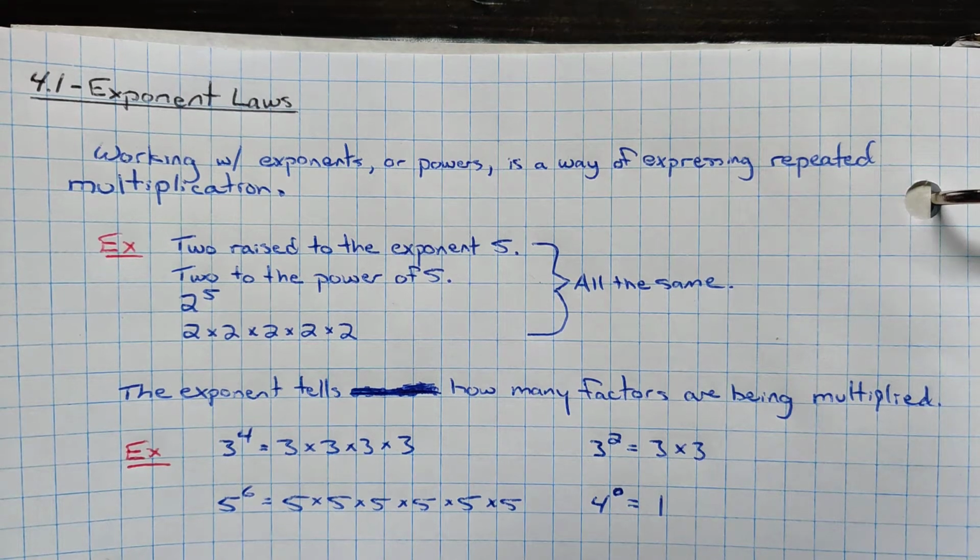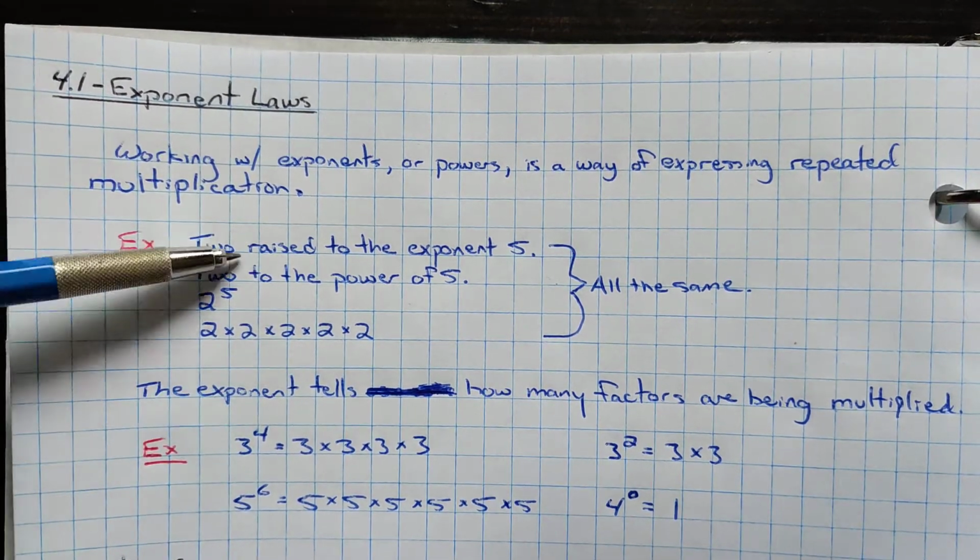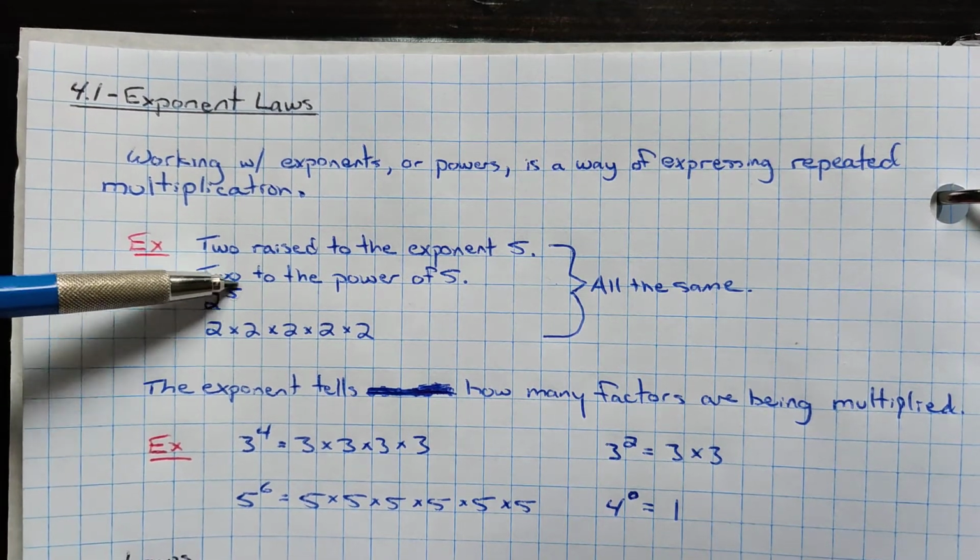We're going to take a quick review of the exponent laws and add a couple new ones that you may not have seen before. With exponents, recall that when we're working with exponents or powers, we're just looking at repeated multiplication. So you could say something like 2 raised to the exponent 5, 2 to the power of 5. We could write it 2 with the little 5 up top. That's the exponent or power portion.